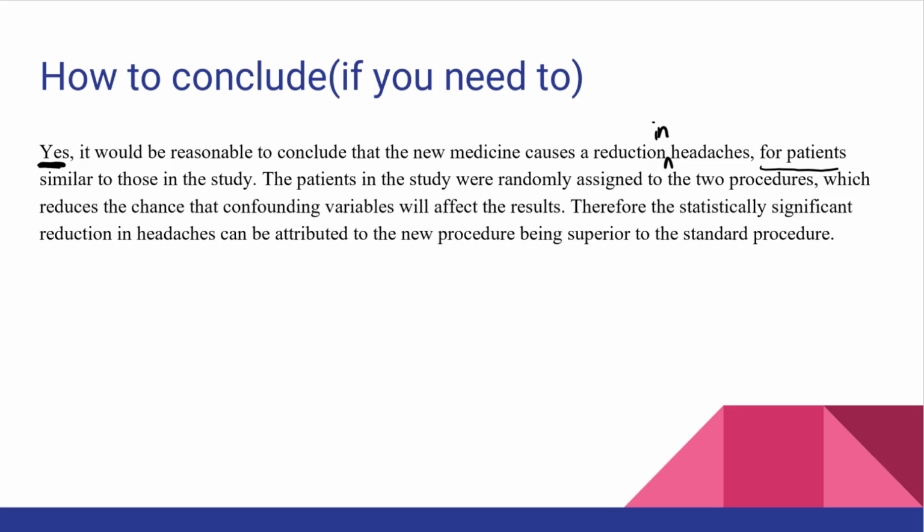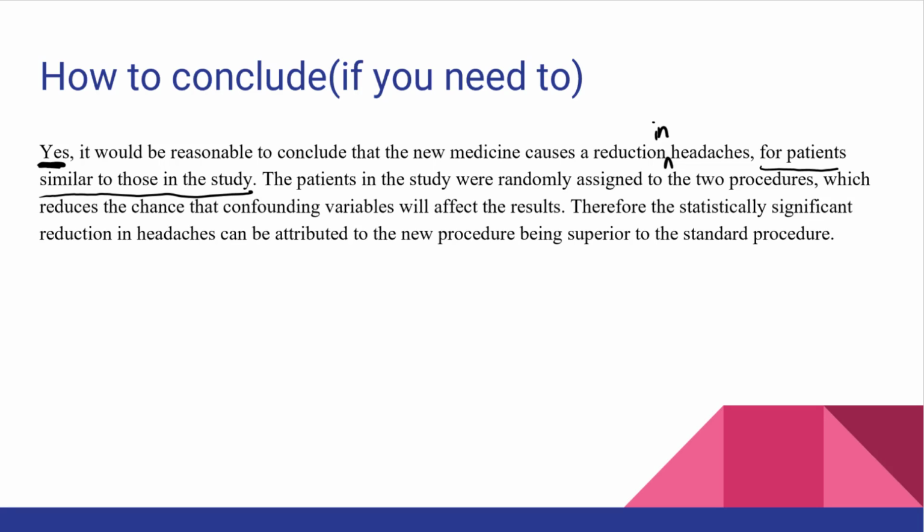The first thing we have to do is clarify that these results can only be generalized to patients similar to those in the study. Because it's really hard to generalize from a small pool of patients to your entire, let's say, American population. This is very difficult to do, and you would need a wider range of patients. It's always best to play it safe and say for patients similar to those in the study, because you don't know how this could affect all people.